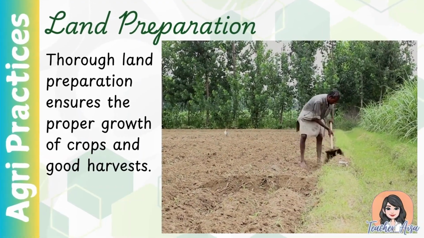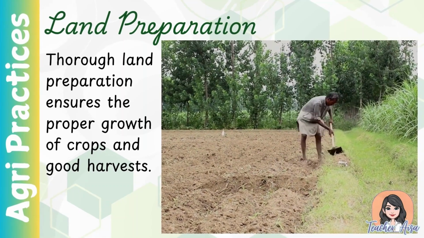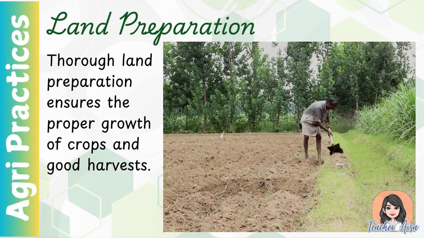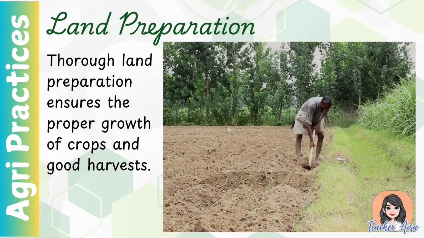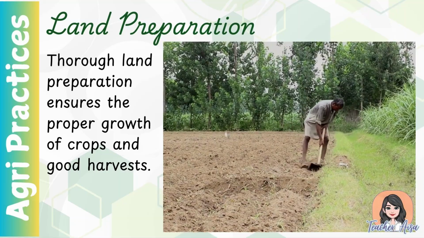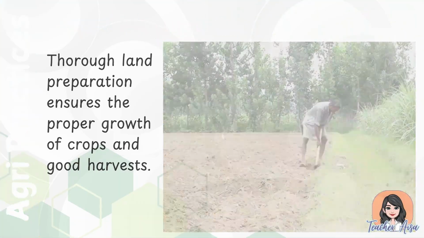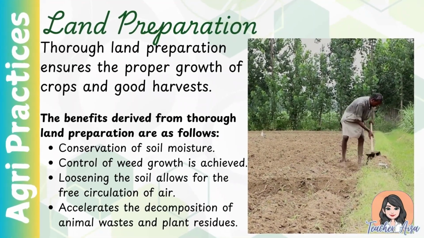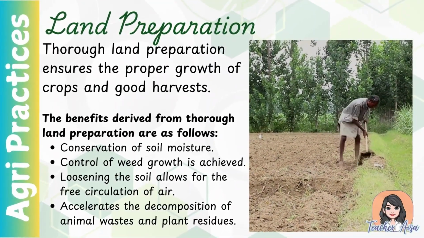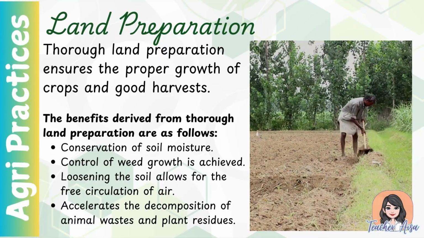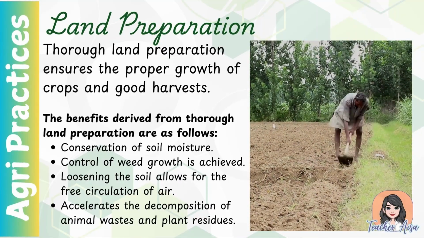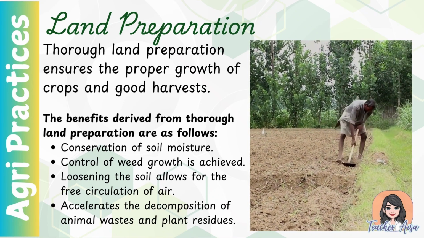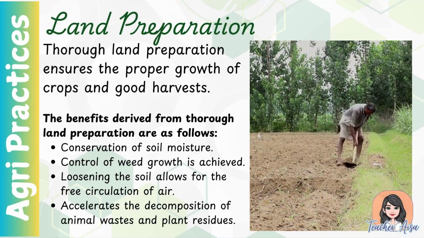Land preparation. Thorough land preparation ensures the proper growth of crops and good harvests. It is therefore essential that the plants be provided with the best soil conditions for their growth and development. The benefits derived from thorough land preparation are as follows. Conservation of soil moisture. Soil moisture conservation is crucial in regions where the dry season lasts longer than the rainy season. Control of weed growth is achieved. Weeds are considered the enemies of plants in various ways. Loosening the soil allows for the free circulation of air, accelerates the decomposition of animal wastes and plant residues.